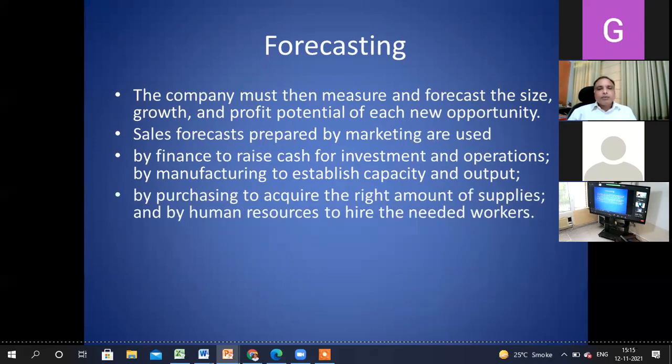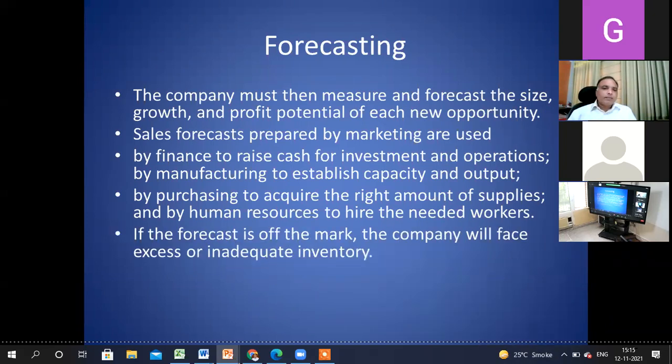Purchasing, to acquire the right amount of supplies, and human resources, to hire the needed workers. So besides the finance department, we need suppliers, to know how much product would be supplied, and to do all this activity, how many people would be required in terms of employees and workers. So if the forecast is off the mark, the company will face excess or inadequate inventory, right?